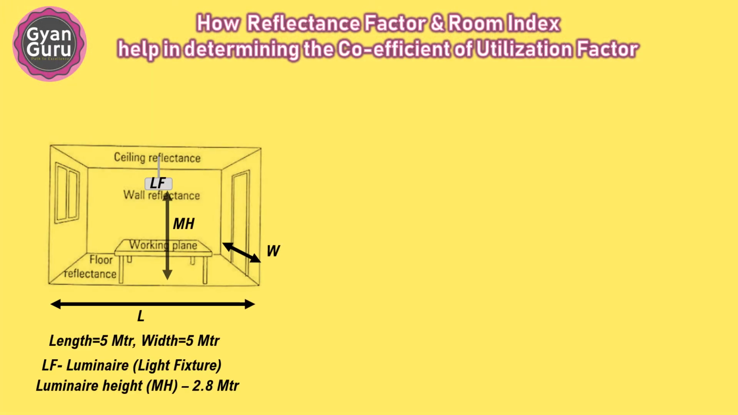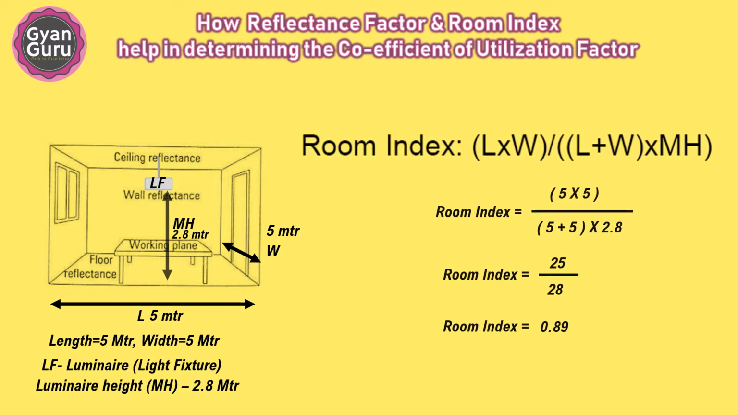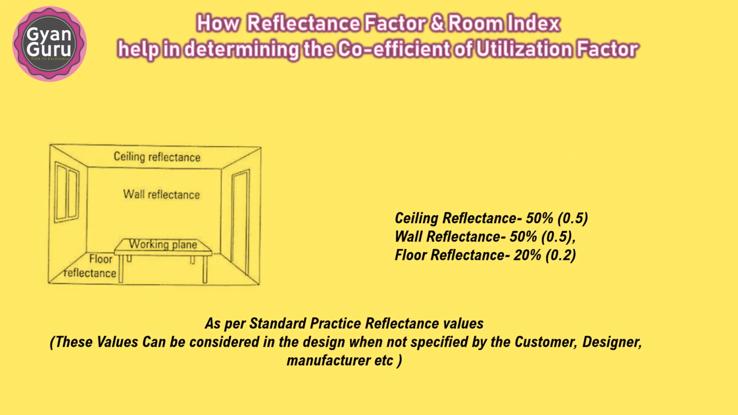Let's see how room index and reflectance can help us in determining the utilization factor of a light fixture. Here you can see a room having a width of 5 meters and a length of 5 meters. In this room, you can see a luminaire installed at a height of 2.8 meters. Let's use the room index formula and put the values in their appropriate places. We got the room index of 0.89. Room index can be rounded off to the nearest value, hence 0.89 is rounded off to 1.